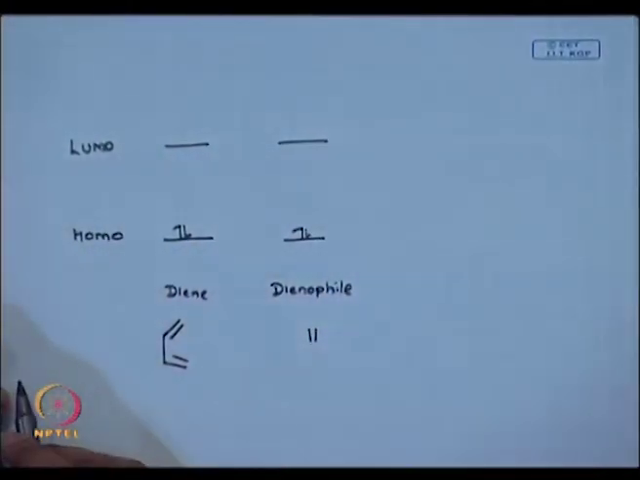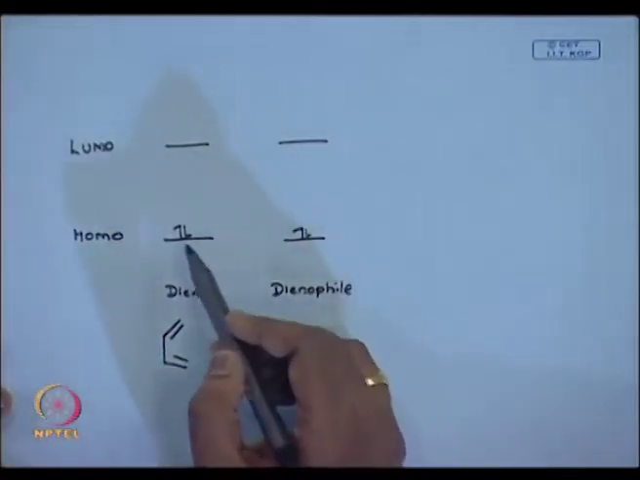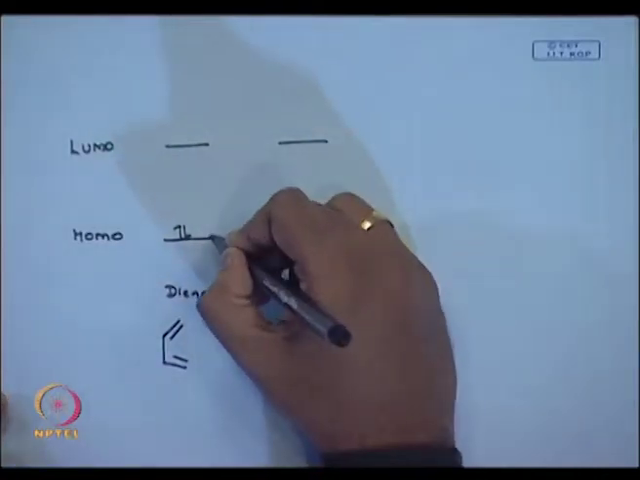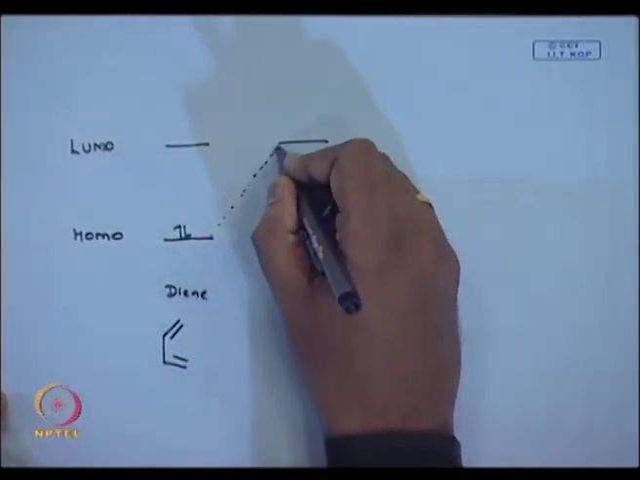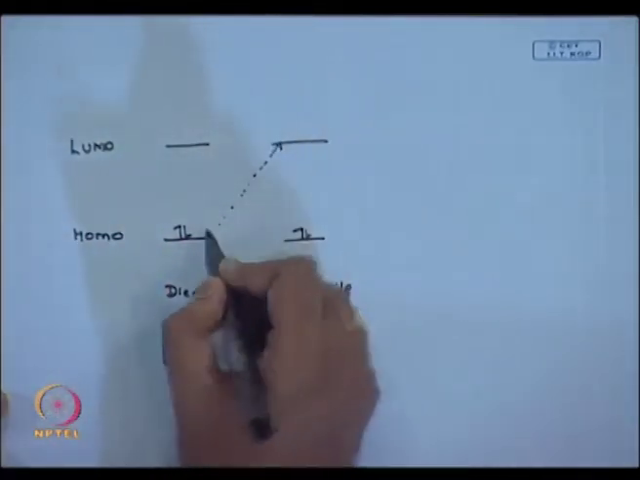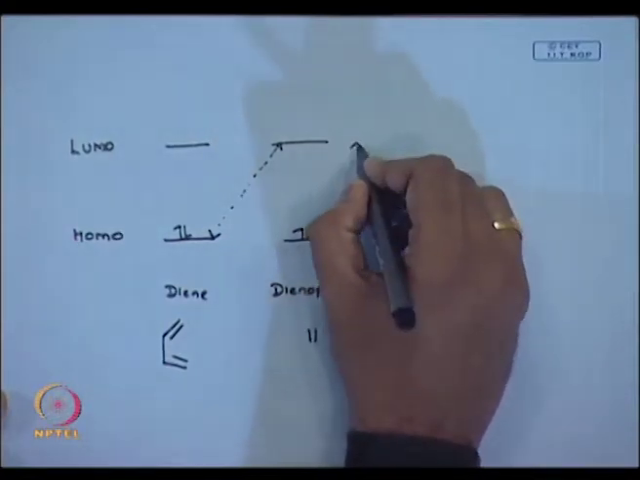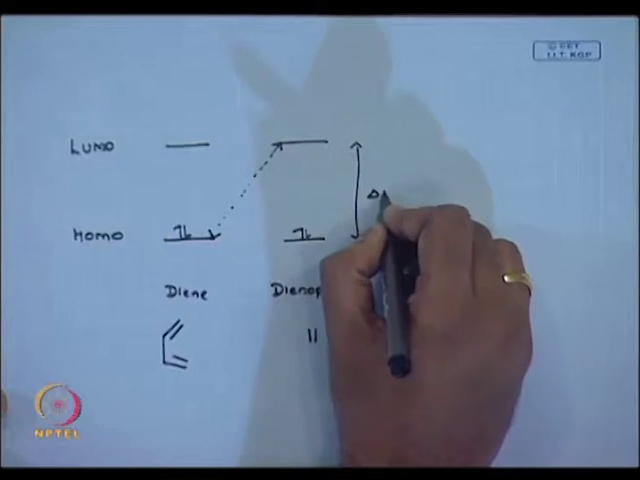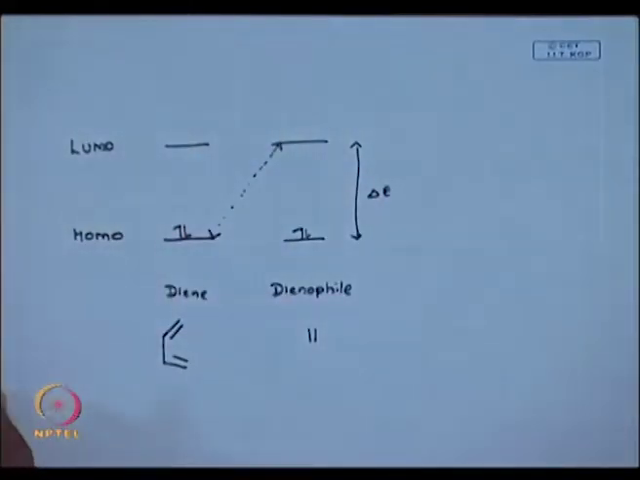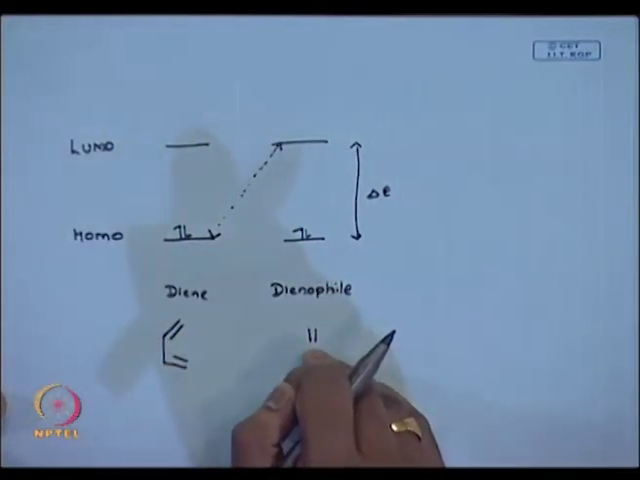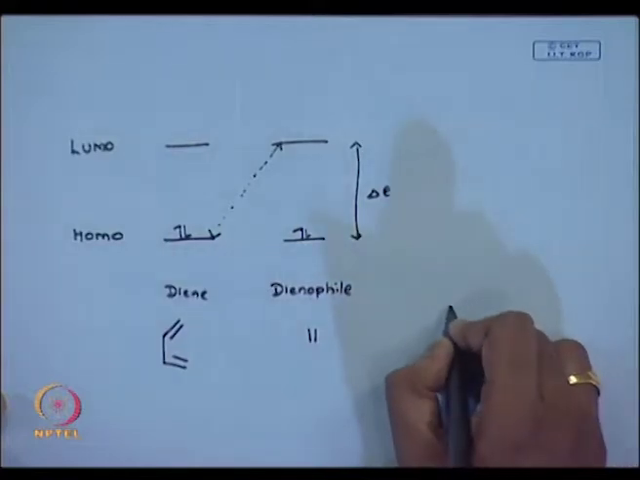So, what am I talking about here? I am talking about the interaction of the HOMO of your diene with the LUMO of your dienophile. This is the interaction I am talking about. This is your delta E, the energy difference between the HOMO of your diene and the LUMO of your dienophile. But in the same case, if I attach a donor and an electron withdrawing, that is your acceptor moiety, what happens?